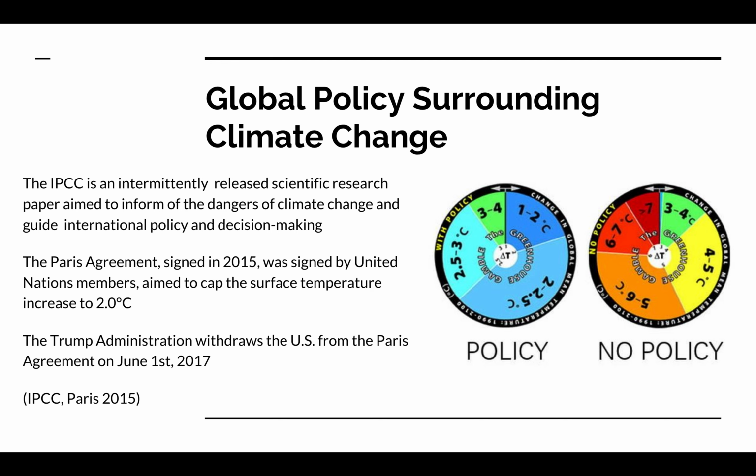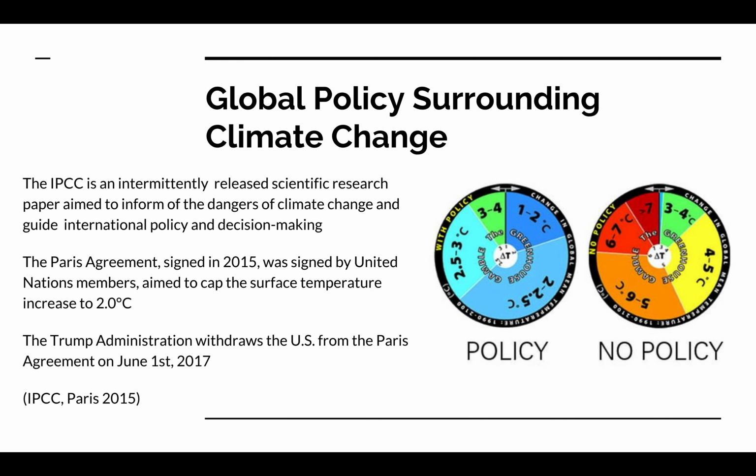Several global agreements have come to fruition over the years, but the most recent one, the Paris Agreement, was signed in 2015 by the members of the United Nations and aimed to cap the surface temperature increase to 2 degrees Celsius. Unfortunately, the Trump administration withdrew the US from the Paris Agreement on June 1st as a part of his America First policy.